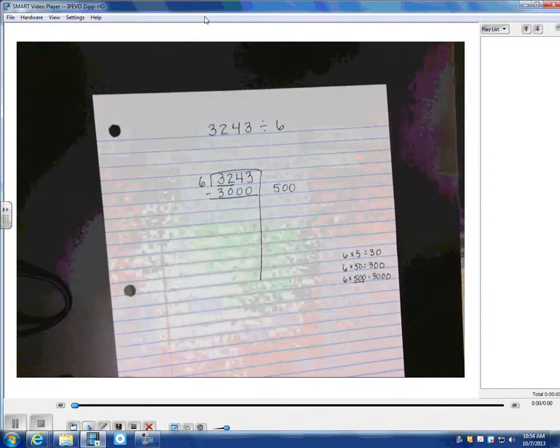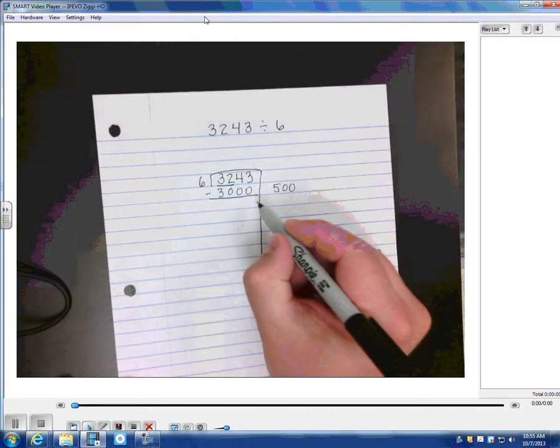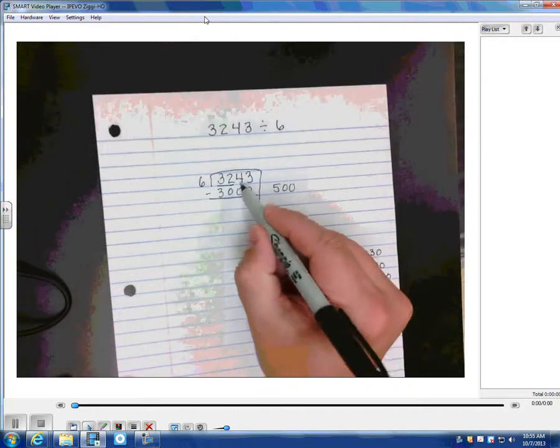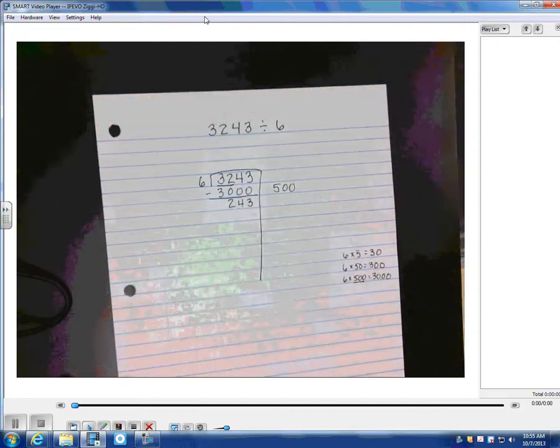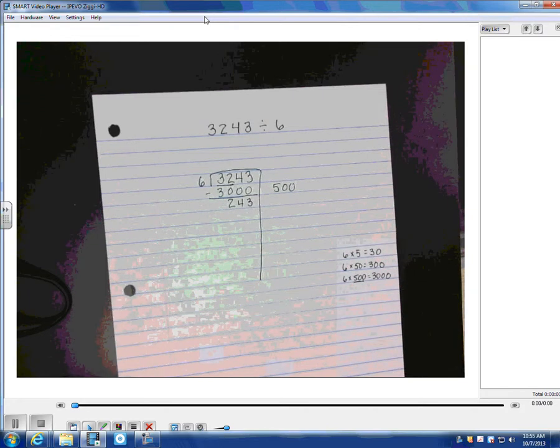And now I just subtract. 3 minus 0 is 3. 4 minus 0 is 4. 2 minus 0 is 2. 3 minus 3 is 0. Okay, so now I just start that process over again.